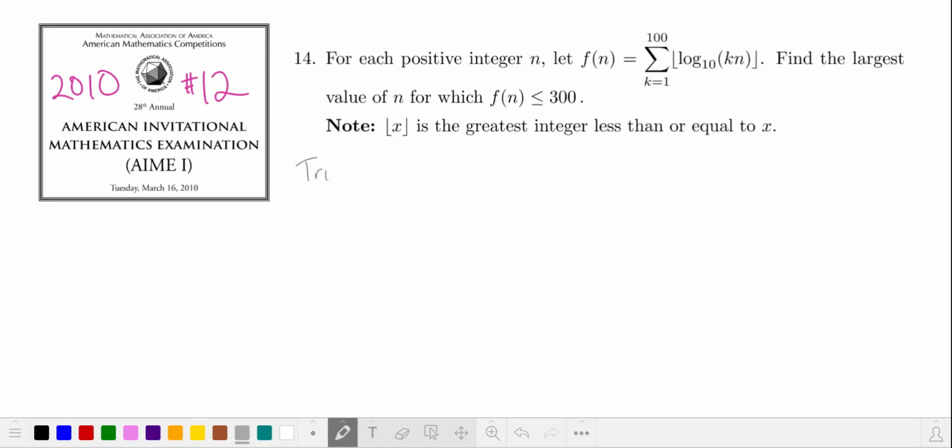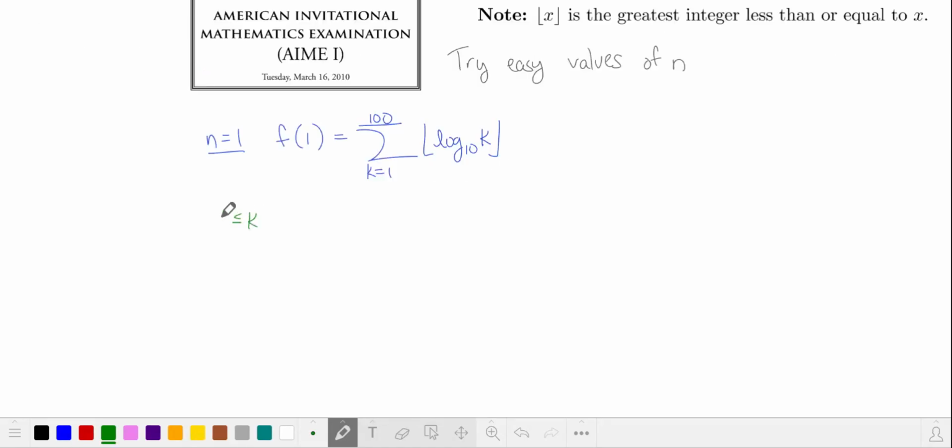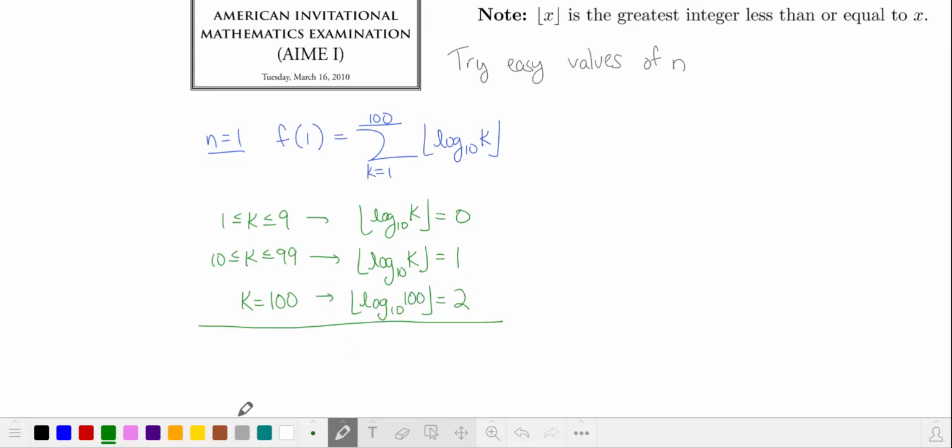Let's try some easy values of n. We'll start with n equals 1, so that means f of 1 is this sum. When k is in the interval between 1 and 9, the floor of this logarithm is 0. When k is between 10 and 99, the floor of the log is 1. And then when k is equal to 100, this log is 2. We'll take the sum of these to find f of 1.